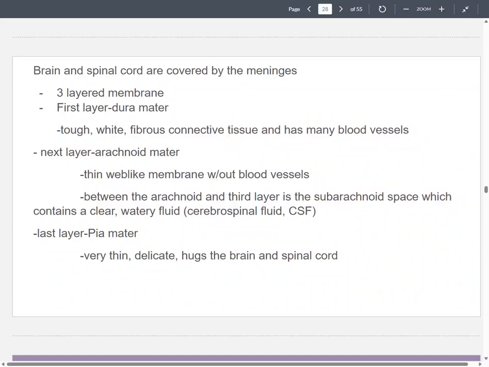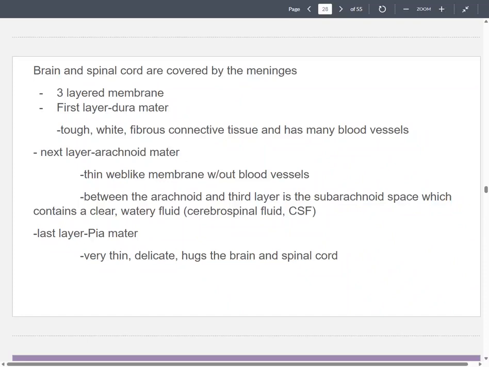The next layer is referred to as the arachnoid mater, and the reason it's referred to this is because when you look at it, it looks very cobwebby. It's a very thin web-like membrane. There aren't a lot of blood vessels found at this layer, and between it and the innermost layer is something called the subarachnoid space. In this space, and by space, it's not a huge space, it's a very, very small space, we are going to find a clear watery fluid called cerebral spinal fluid, or more frequently, its abbreviation CSF. We'll talk more about CSF in just a few minutes.